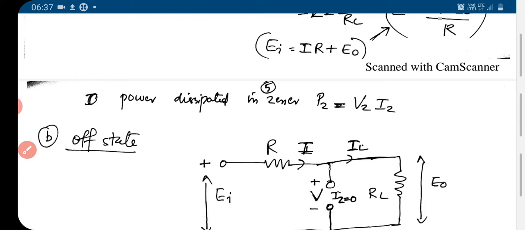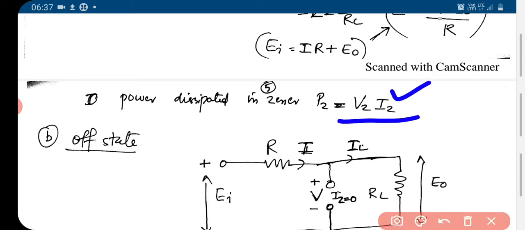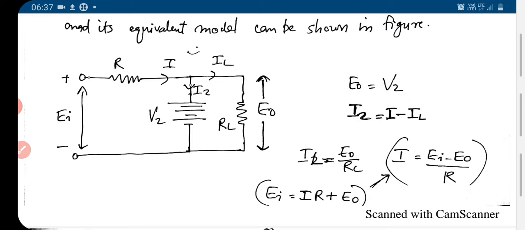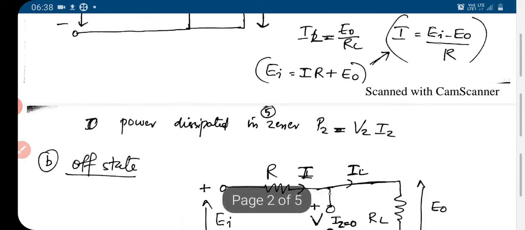So the power dissipated in the Zener is given by the voltage across it, Vz, and the current passing through it, Iz. So Vz into Iz is the power dissipated across the Zener. In this way we can find the current passing through R, the current through the load, the voltage across the Zener, and the current through the Zener. Such quantities can be determined.